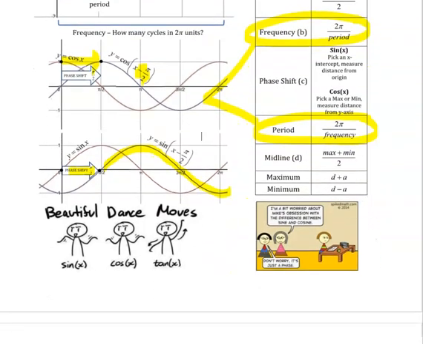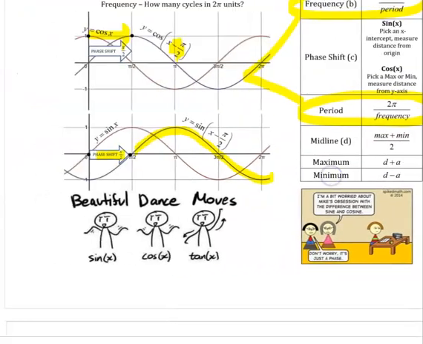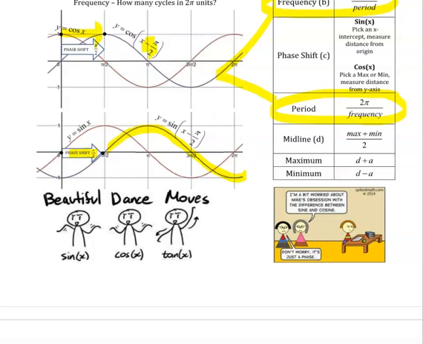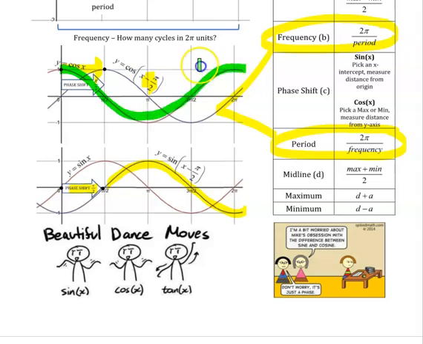Just some cute little pictures here, beautiful dance moves, and I'm worried about Mike's obsession with the difference between sine and cosine. Don't worry, it's just a phase. Get it? Because sine and cosine are the same graph, just with a phase shift of pi over 2. You can actually see that right here. So here's your cosine graph, and then if we shifted it to the right pi over 2, now it looks like a sine graph. All right, if you didn't find that funny, that's unfortunate. All right, let's get into the questions.